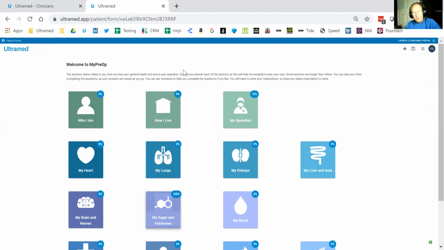I'm a retired anaesthetist, worked in the NHS for a number of years, and now I've built my pre-op. So I'm going to show you the patient side of it first, and here you can see what the patient is asked to fill in online.